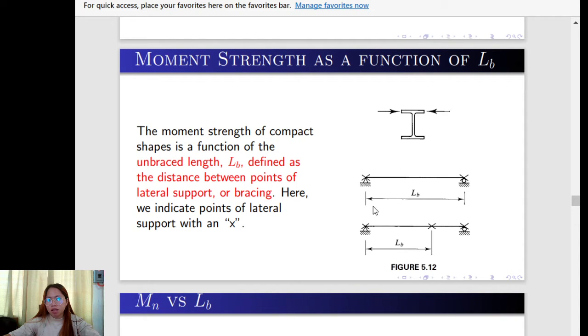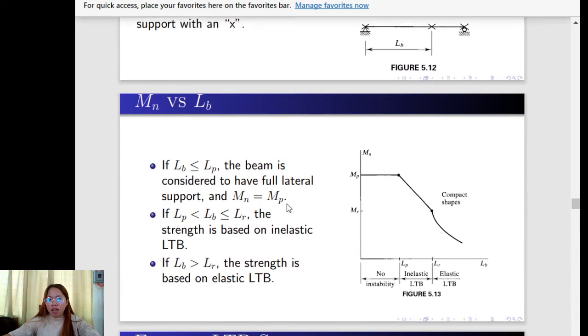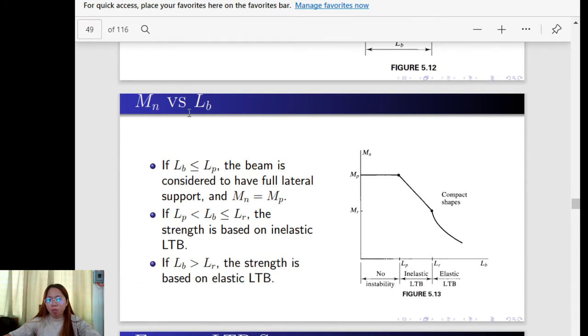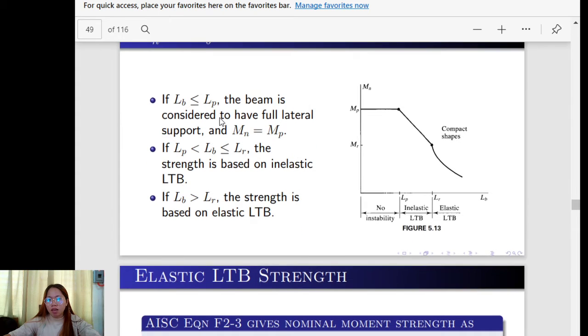For example, this is a simply supported beam. Its LB, or the unbraced length, is from the left pin-connected support to the roller. But if you have bracing at a certain distance, then your LB is from the left support to that bracing. That is LB.